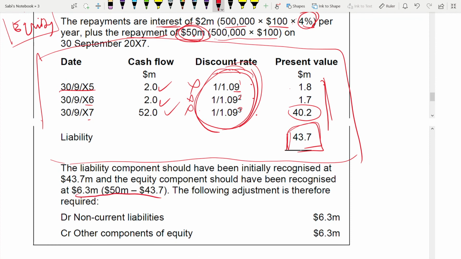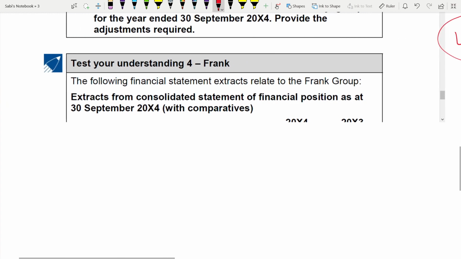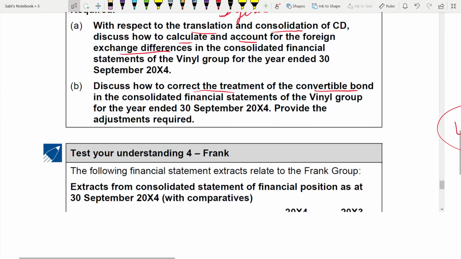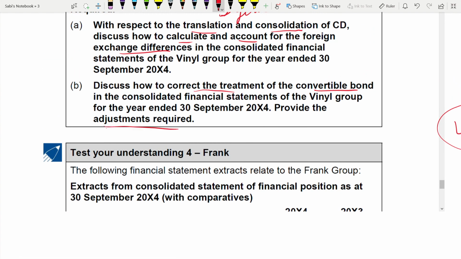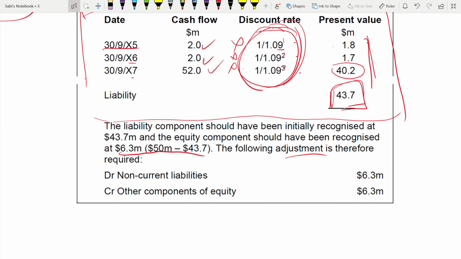So now you have to show the adjustment. Whenever they say adjustment is required, see here. This is the trick most of the students don't know how to provide adjustments. Whenever they say provide the adjustments required, adjustment means your journal entries, okay? Debit, credit. So where are you going to debit this? Where are you going to credit this? Debit it under non-current liability 6.3 and credit under other components of equity 6.3. Okay. Your equity will be 6.3 and debit 6.3.